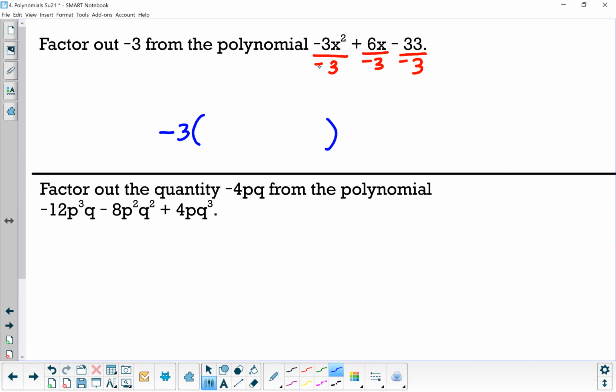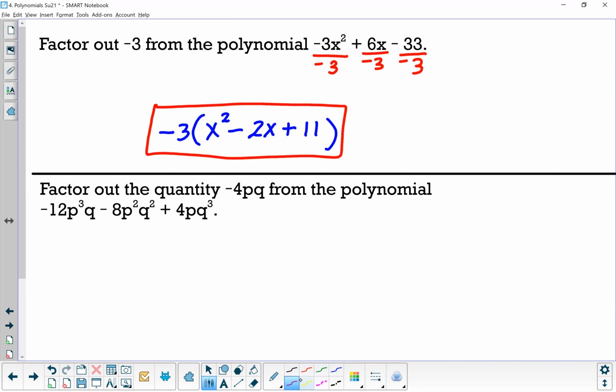Negative divided by negative is a positive. 3 divided by 3 is 1. And we're left with the x squared, 1x squared. Next, positive divided by a negative is a negative, so I'm putting minus. 6 divided by 3 is 2. And then we have an x. Negative divided by a negative is a positive, so I'm going to put plus. And then 33 divided by 3 is 11. Done. Again, multiply this back out to check your work to see if you get the original expression.